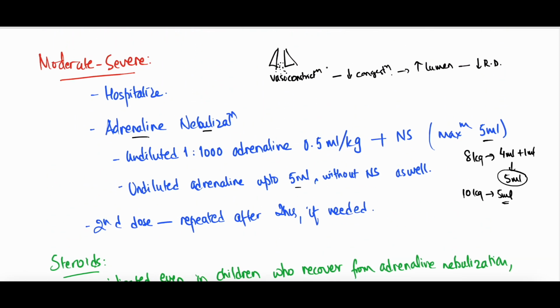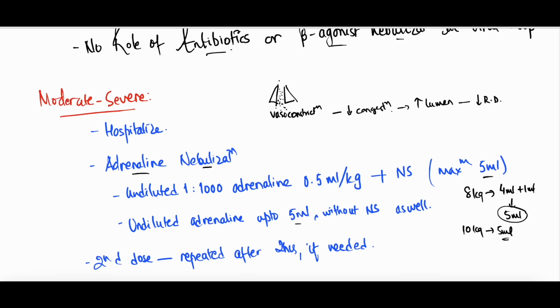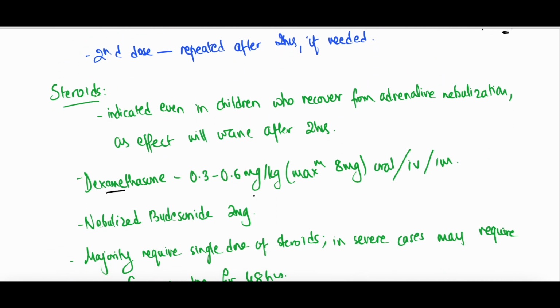Steroids decrease the inflammation of the laryngeal area, and it will reduce the congestion, increase the lumen, and decrease the respiratory distress. So dexamethasone is used in variable doses. It can be started from 0.15 to 0.6. So the usual dose is 0.3 to 0.6 mg per kg. We give a maximum dose of 8 mg. It can be given by oral, IV, or IM route.